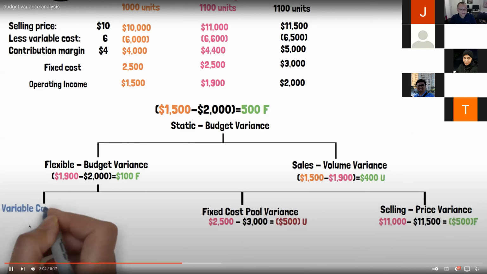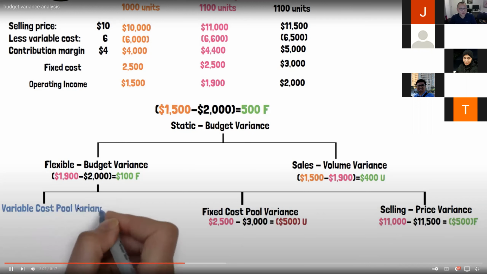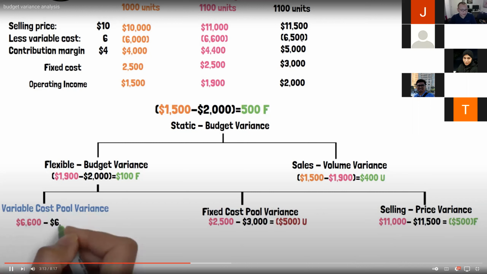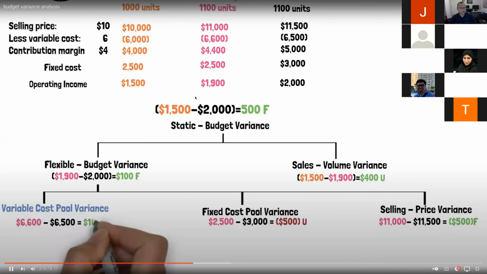And then the last one is the variable cost pool variance. Now you are comparing the 6,600 versus the 6,500. Again, the cost is less, right? So you were thinking it's going to cost you 6,600, but it actually cost you less, 6,500. So that's the 100 favorable. So if you add these three together, 100 favorable, add 500 unfavorable, add 500 favorable, together it's going to be this 100 favorable because these two canceled out, right? These two canceled out.